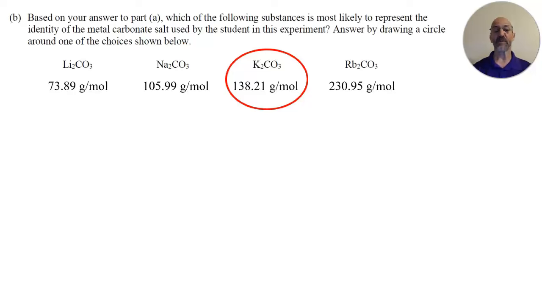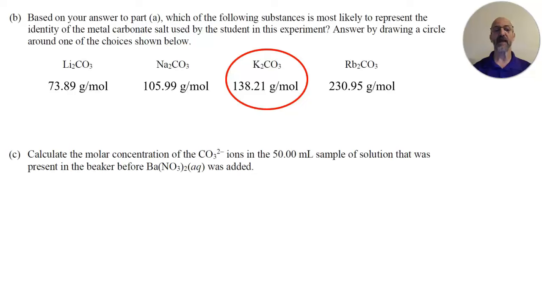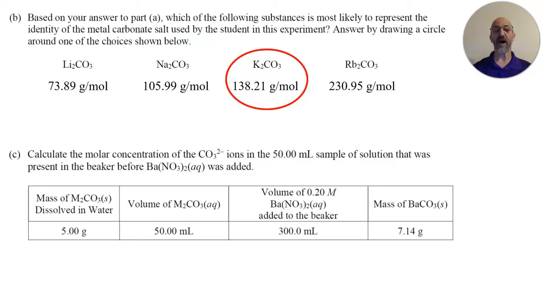Now, one more part of this question, this is part C. It says, calculate the molar concentration of the carbonate ions in the 50 milliliter sample of solution that was present in the beaker before the barium nitrate was added. So we have 5 grams of a metal carbonate salt, but we now know the identity of that.